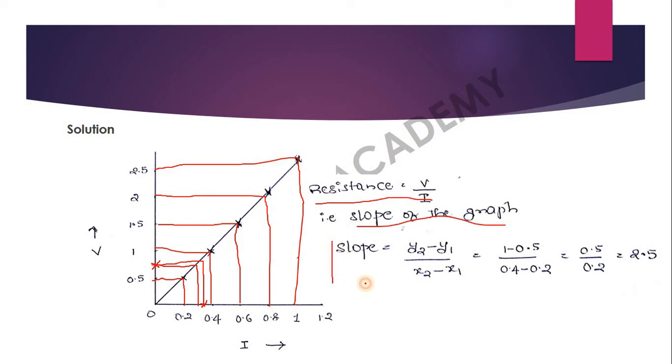How can we find out the slope of a straight line? We know the formula for the slope is y2 minus y1 divided by x2 minus x1. For example, if I take this point as the first point and this point as the second point, this would be x1, y1 and this would be x2, y2. Using these two points, I can find out the slope of the straight line, or I can consider any other two points. I can use any two points to find out the slope of a straight line.